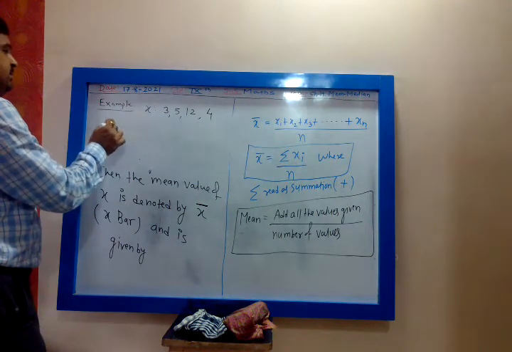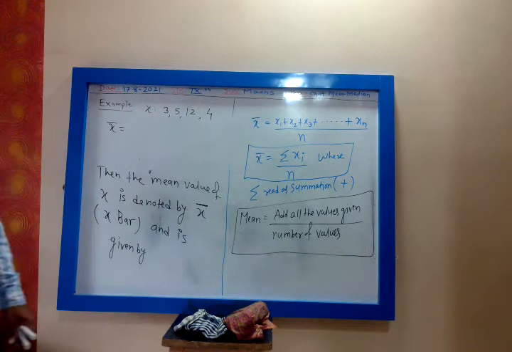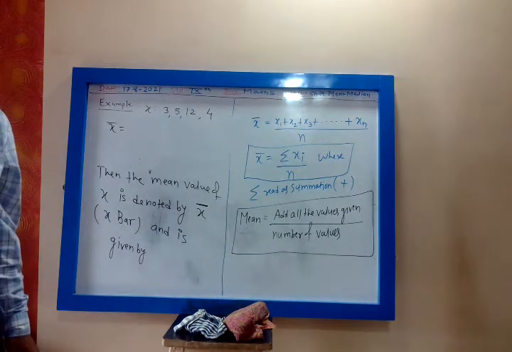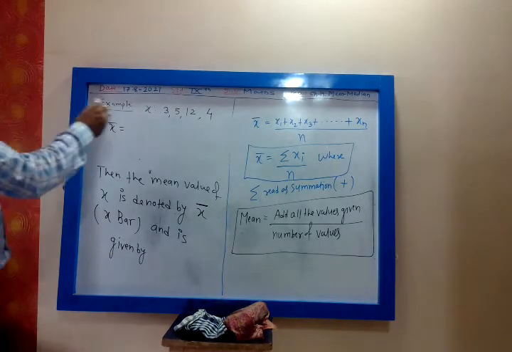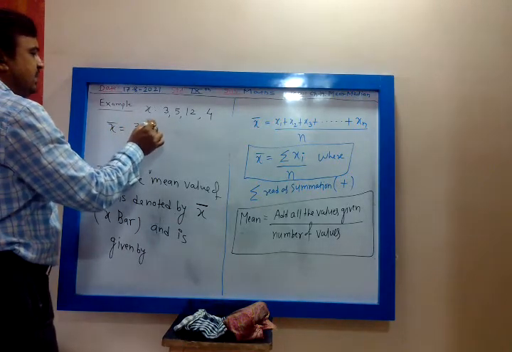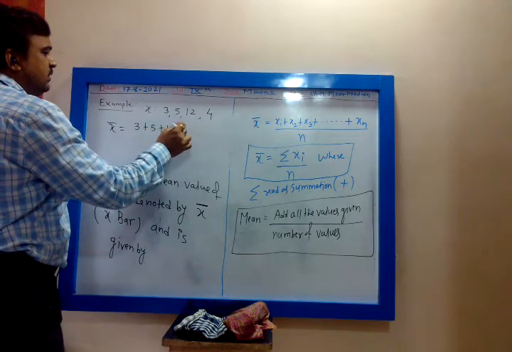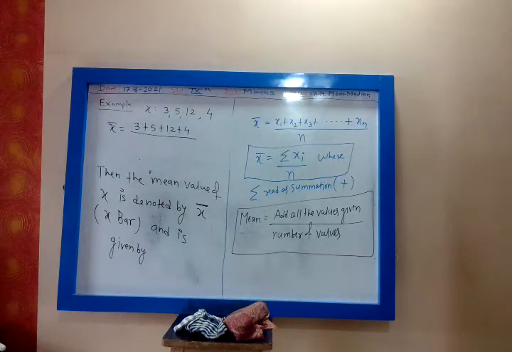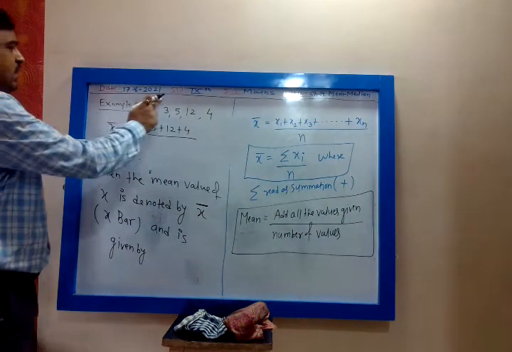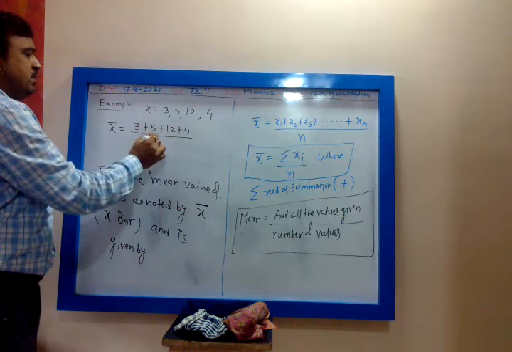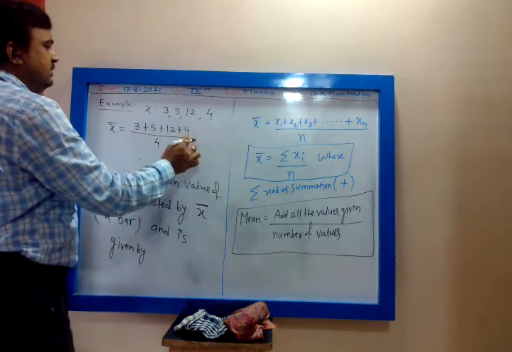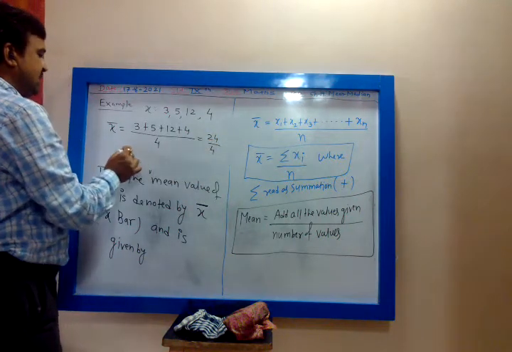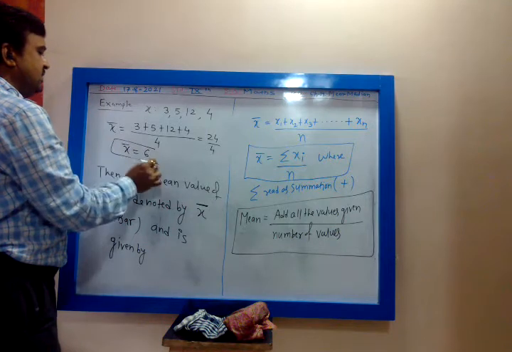How will you find x bar, the mean value? You will add all the values of x, that is 3 plus 5 plus 12 plus 4. Then you will divide this total by the total number of values given. How many values are given? You can count: 1, 2, 3, 4. Divide this total by 4. So 24 by 4, the answer is 6. So x bar is 6. Mean value is 6.